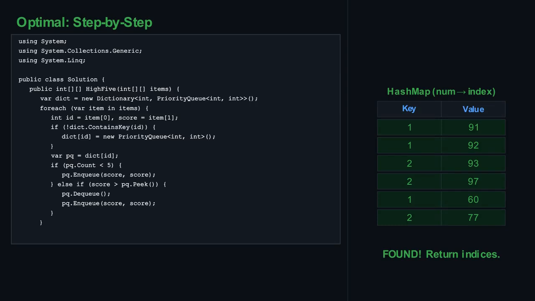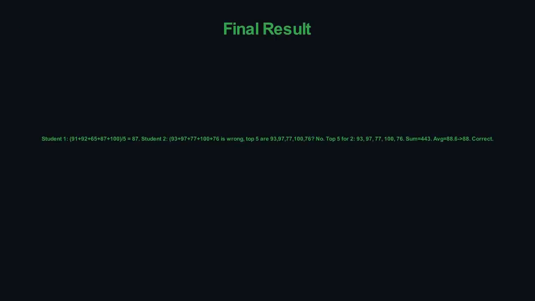Now the smallest is 60. When 100 arrives, it is larger than 60, so we evict 60 and insert 100. The heap now contains 91, 92, 65, 87, and 100. We repeat this for student 2, evicting low scores as better ones appear. Finally, we sum the heap contents and divide by 5. The final output gives us student 1 with an average of 87 and student 2 with 88.